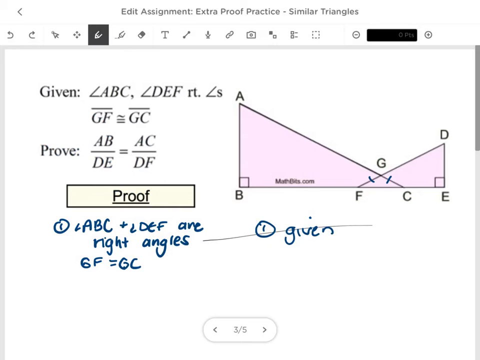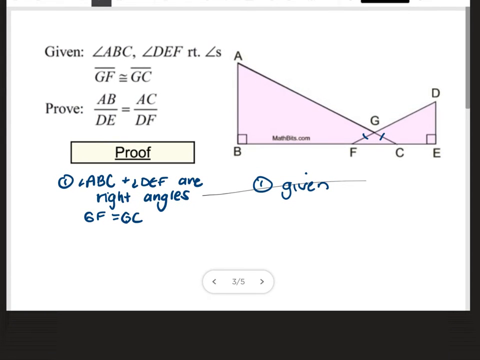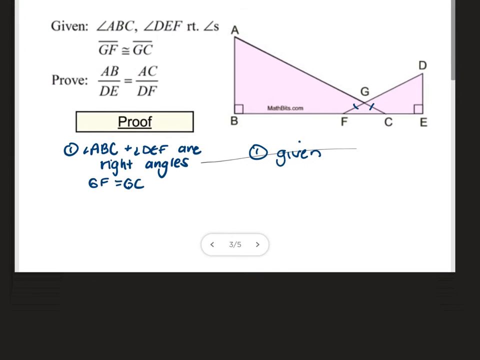All right, this one gave you that ABC and DEF are right angles, and GF is congruent to GC. So if they're right angles, that means that they are both 90. So you can write that this equals 90, and this equals 90, and that's the definition of a right angle.